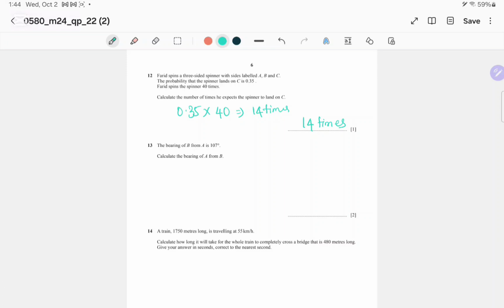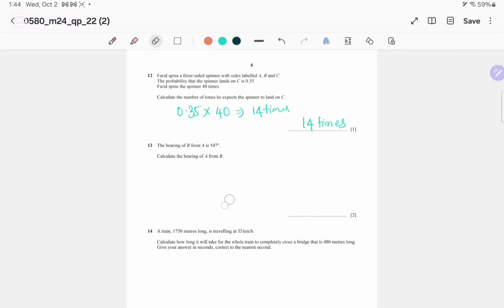It's a 2-mark question. The bearing of B from A is 107 degrees. I will mark point A, here point B. The bearing is 107 degrees. Now we have to calculate the bearing of A from B. So how to calculate the bearing of A from B? Before that, this is a horizontal line. Sorry.